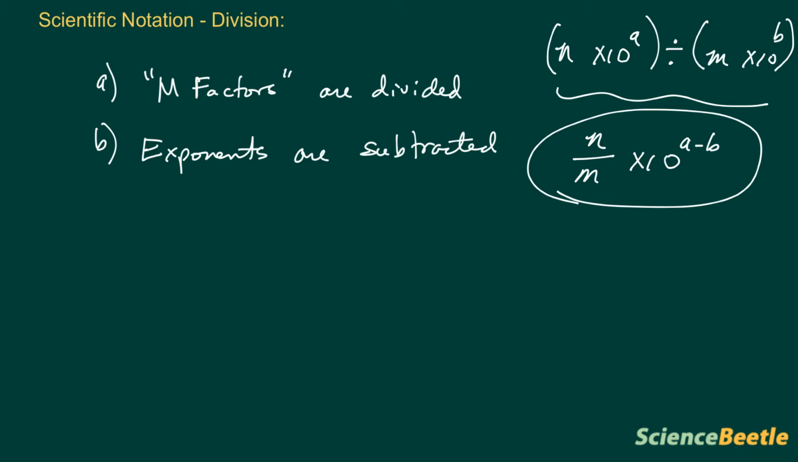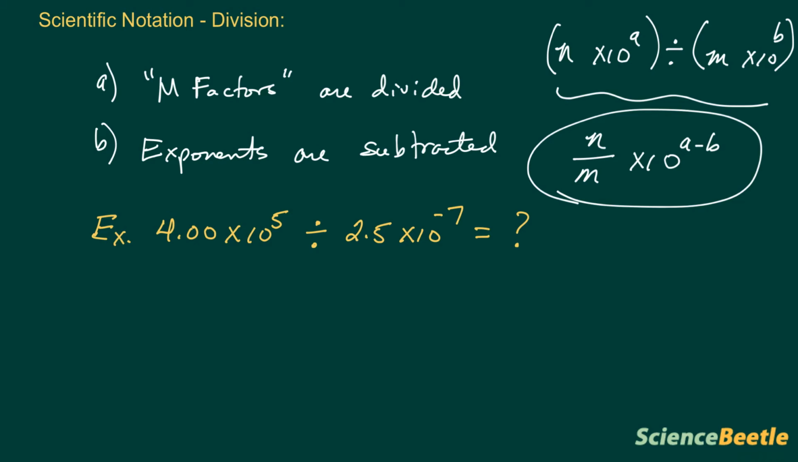Let's say we have the following example: 4.00 times 10 to the fifth, and we're going to divide this by 2.5 times 10 to the negative 7. We want to know, what is this number? Well, recall from the previous lesson that the m factors are right here. This is your m factor for that number, and this is the m factor for that number there. And then the exponent is the portion here and the portion there.